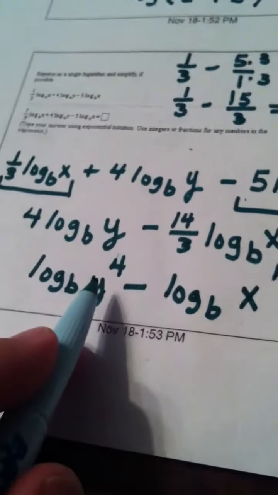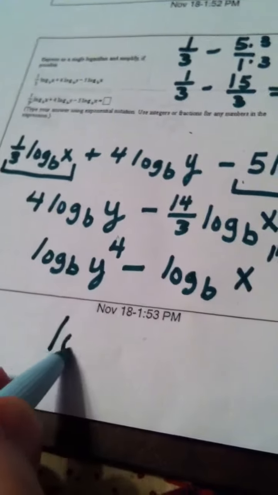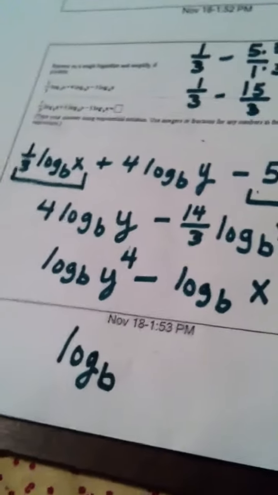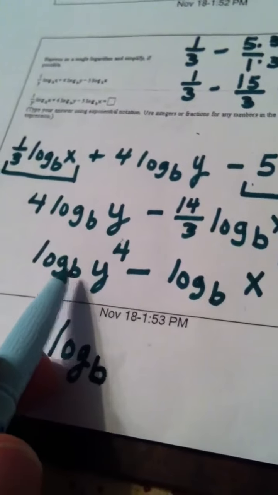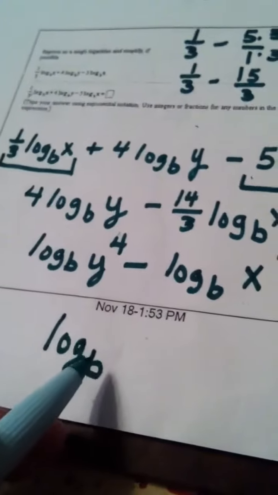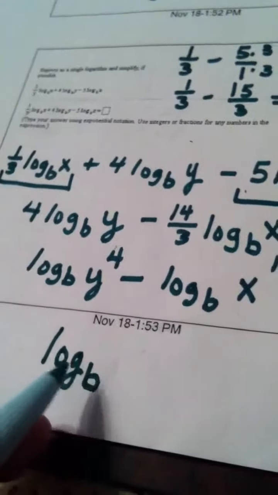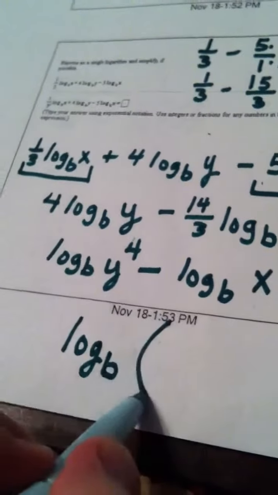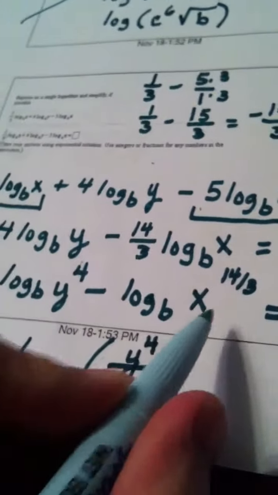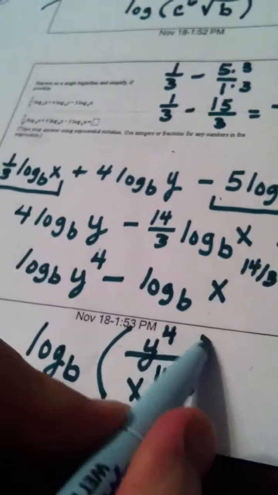The log base b of one number minus the log base b of another number becomes the single log. So in other words, I write log base b one time. And by the way, let me make a comment here. If these two log functions were different, subtracting, we could not do this. We can only do this because they're the same function. Log base b becomes a single log base b of the quotient. Y to the 4th goes in the numerator, and x to the 14/3 goes in the denominator.